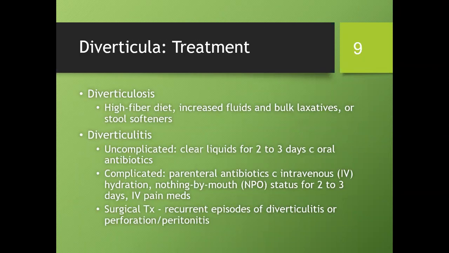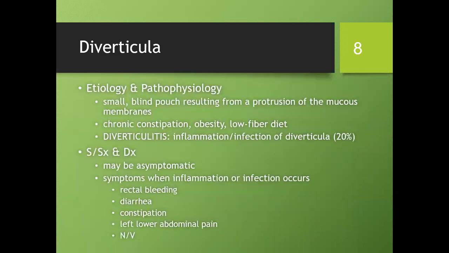Diverticula. So I jumped a page. Diverticula are small blind pouches that result from a protrusion of the mucous membranes in the intestines. Okay. Chronic constipation is characteristic of this, in that it causes it. If the person is chronically constipated, they have large volumes of stool in their intestines and it's causing those outpouchings. Obesity. If they are overweight, they're more likely to develop diverticula. What about low fiber diet? Yes, they don't have the appropriate stool. It's just not moving through like it's supposed to. They may develop diverticula.